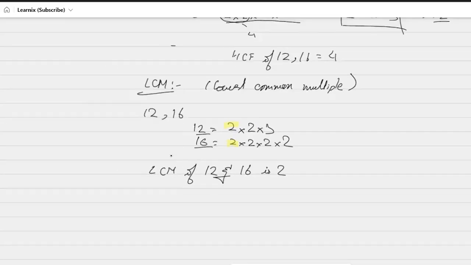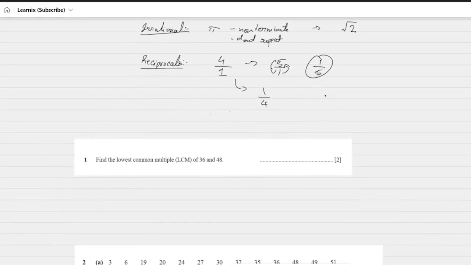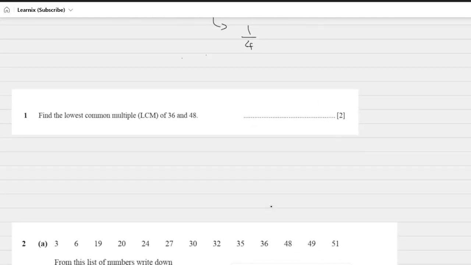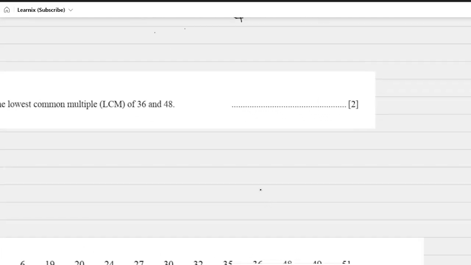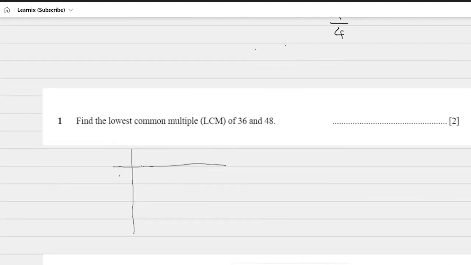All right, now let's move on to some past paper questions which I have actually taken screenshots of and attached into this file. So, lowest common multiple of 36 and 48. Now, one way we can do this is using the prime factorization method. It is super quick and easy. Put 36 and 48 into a bracket over here and find the smallest number that is divisible by both, which would be 2.